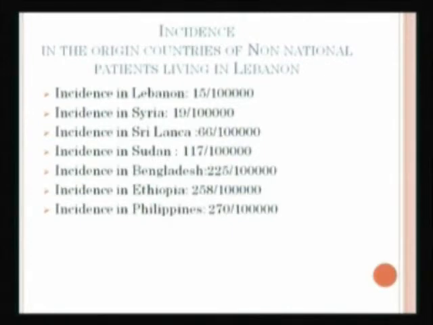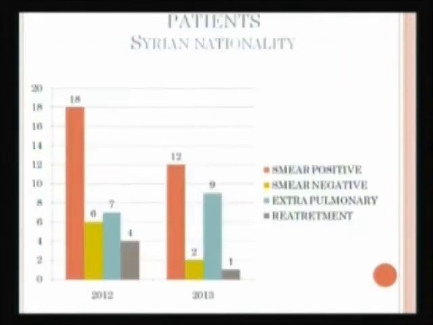Incidence in the origin countries of non-national patients living in Lebanon. We receive here from some countries more than others. In Lebanon, our incidence is 15 in 100,000. In Syria, 19. In Sri Lanka, 66. In Sudan, 117. In Bangladesh, 225. In Ethiopia, 258. And in Philippines, 217. From these countries, we receive people all the time.